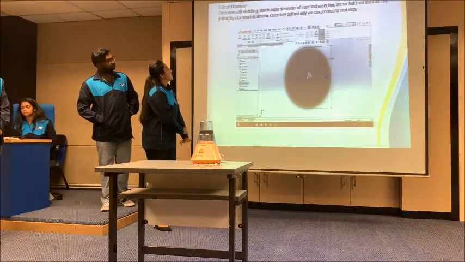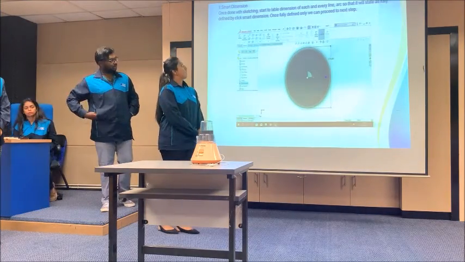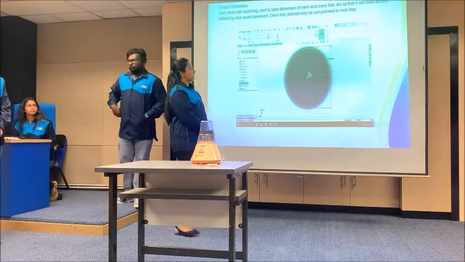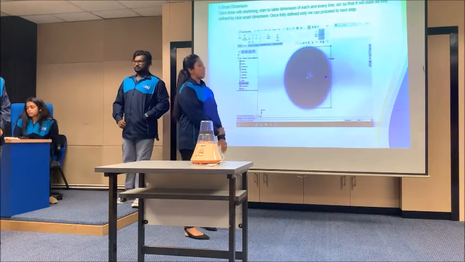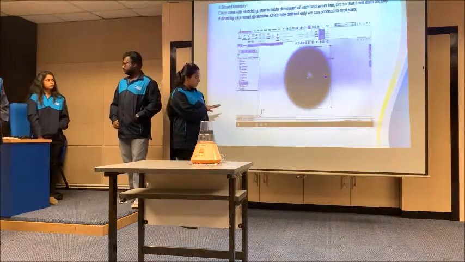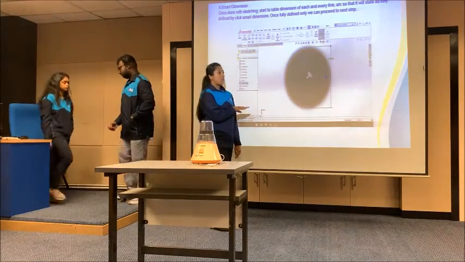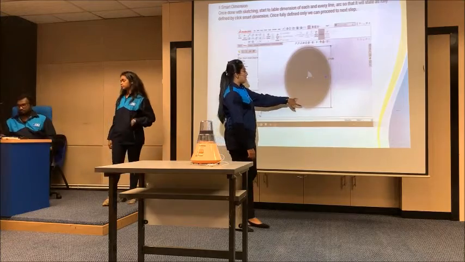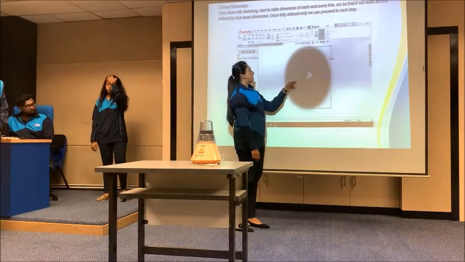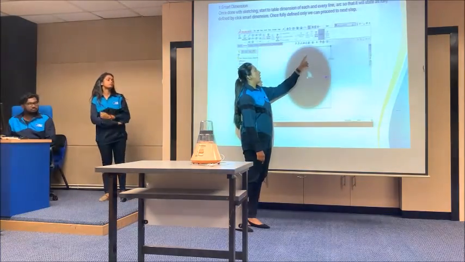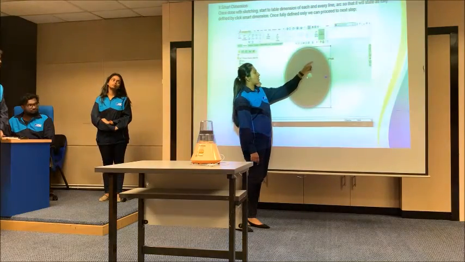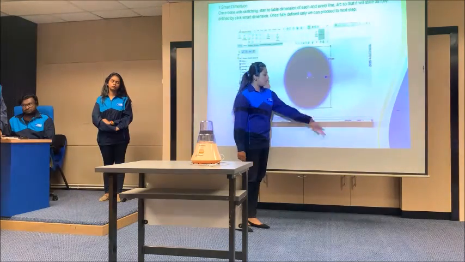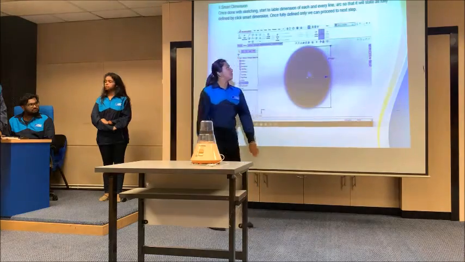Okay, smart dimension. Once done with sketching, start to label the dimension of each and every line. For example, this is our first part of the blender, where we sketched 4 circles, and we have to smart dimension each and every circle. Then only will it be fully defined.